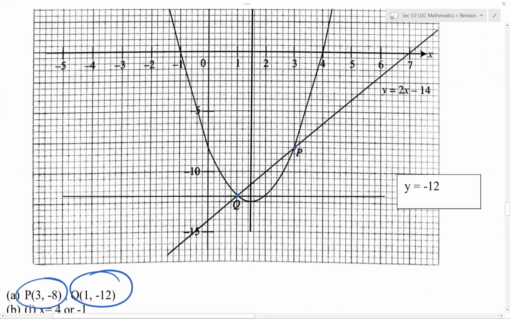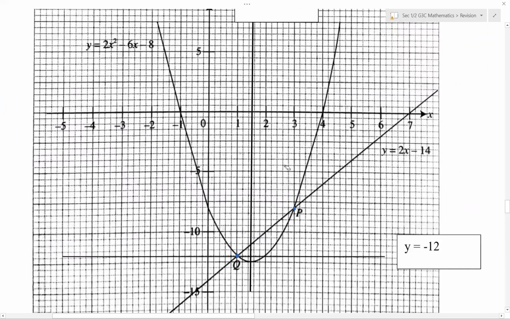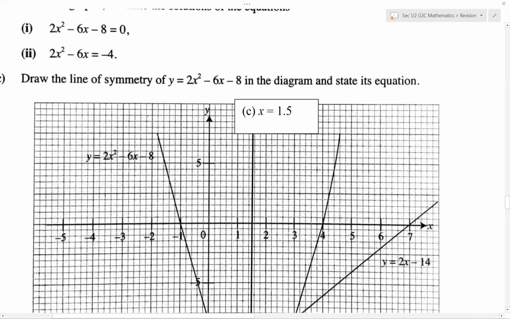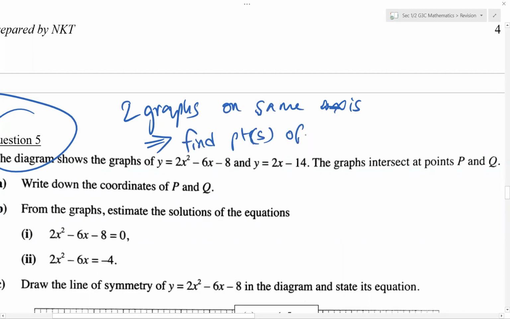So again, you can repeat the same notes that we are writing. Points of intersection on graph: when we have 2 graphs on the same axis, find points of intersection. This point or points of intersection will be our solution to simultaneous equation.